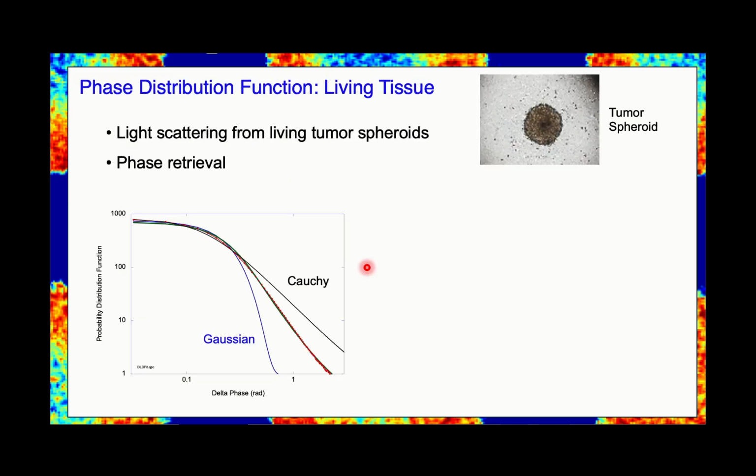And so that was for a static target. Now, what was really intriguing is that we looked at one of our living tissue targets. So this is a tumor spheroid, probably, I don't have it here, but it's probably a DLD.